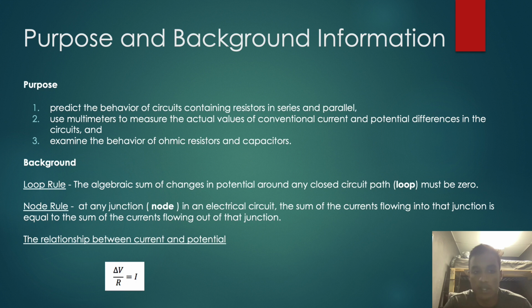For this lab, it's important to understand a few basic physics principles and rules, the first of which is the loop rule, which tells us that the algebraic sum of changes in potential around any closed circuit path must be zero. The next is the node rule, which means that at any junction, aka a node in an electrical circuit, the sum of the currents flowing in that junction is equal to the sum of the currents flowing out. It is also important to know the relationship between current and potential, as seen below.